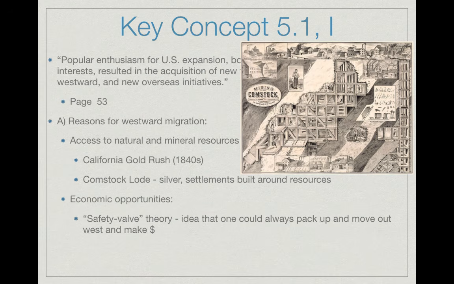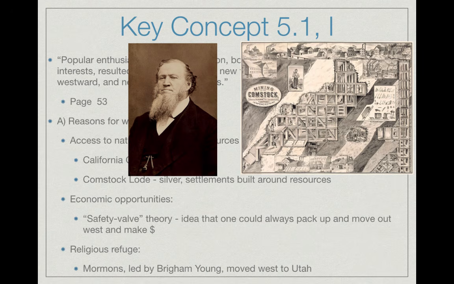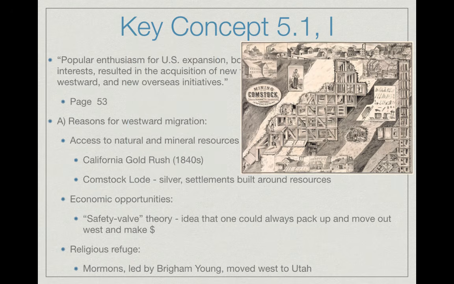You also have economic opportunities, this idea of the safety valve theory, which will emerge a little bit later. But this is the idea that one could always pack up and move out west and make money. So even if you are a poor factory worker in New York City, for example, there's always a safety valve of moving out west as a farmer and making a decent living. And a third reason for westward migration was religious refuge. We have groups like the Mormons, who were led by Brigham Young to move west to Utah because they were being persecuted for their beliefs in other areas.